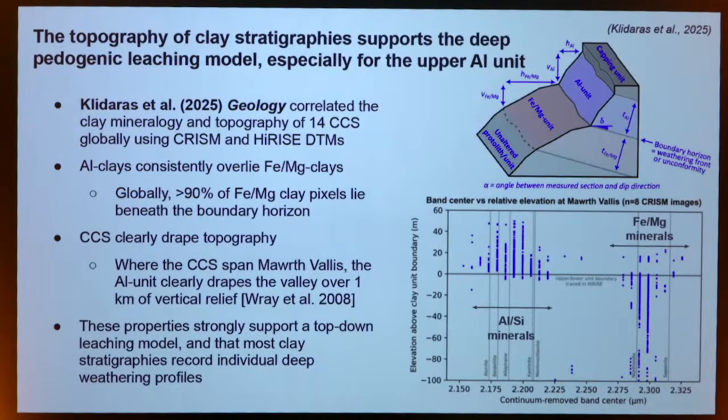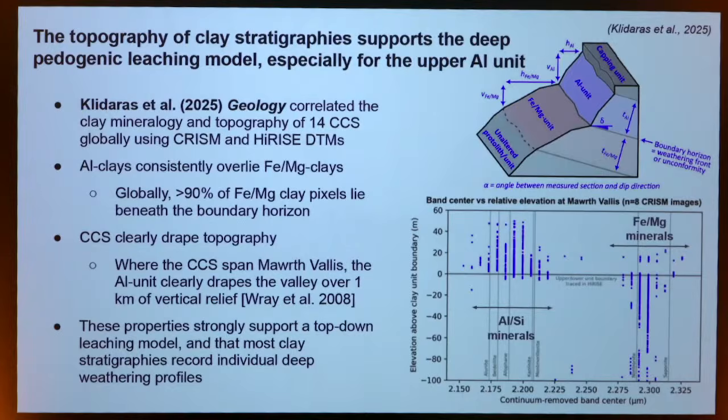So first off, from Thanos' paper earlier this year in Geology, he took a very close look at the topography of the clay stratigraphies, trying to understand basically what is the relationship between the aluminum unit and the iron magnesium unit globally at all the places we have overlapping CRISM and HiRISE DTMs. So very carefully tracing the boundary between those 2 materials, and then looking at the CRISM detections above and below that boundary as it was traced in HiRISE.